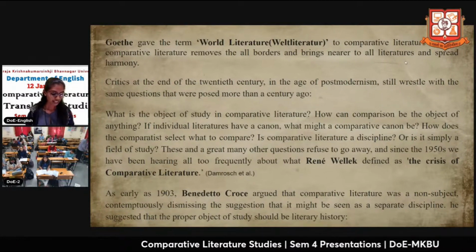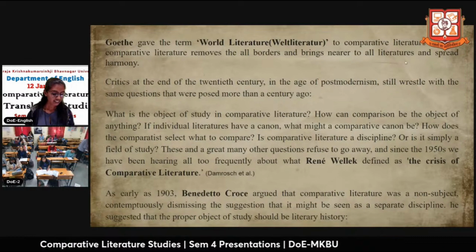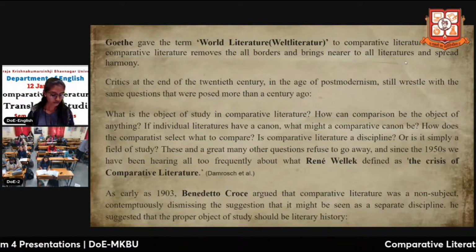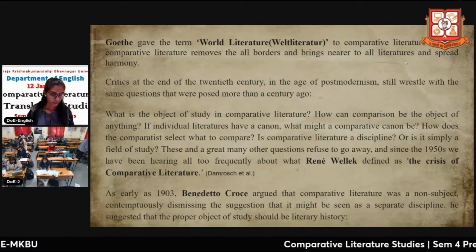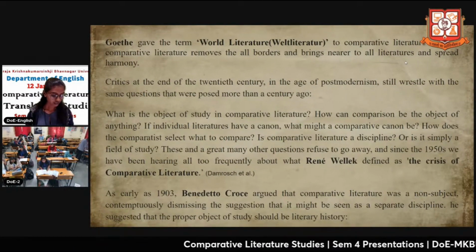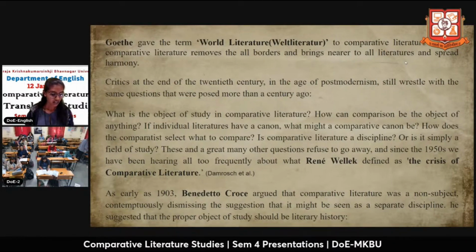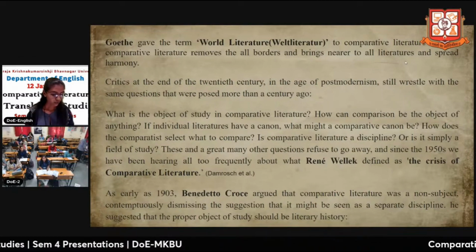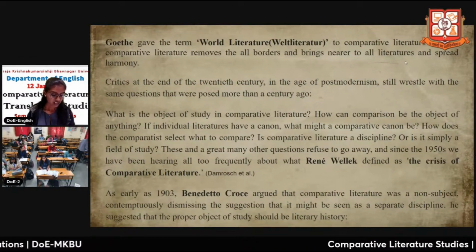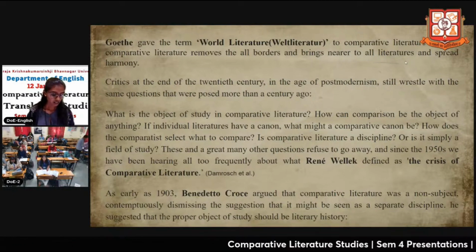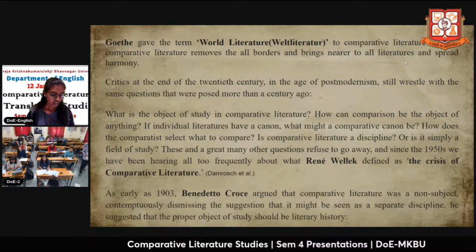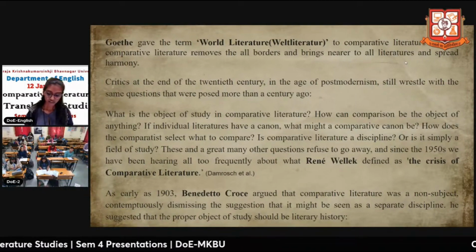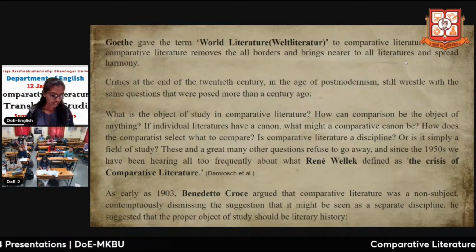In the postmodern era, critics still grapple with questions of defining the object of study in comparative literature, and also the nature of the comparative canon. This persistent debate is often referred to as the crisis of comparative literature. These enduring questions reflect the ongoing challenges within the field.